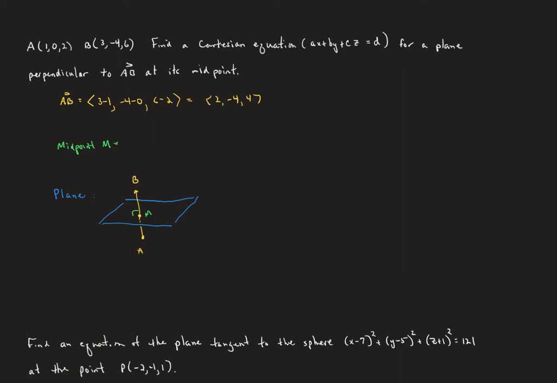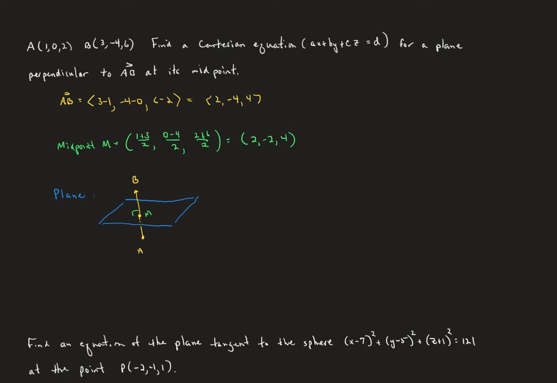Now the midpoint of that vector AB is going to be the average of the x, y, and z coordinates of AB. So that midpoint is going to be (1 plus 3 divided by 2, 0 plus negative 4 divided by 2, and 2 plus 6 divided by 2). So that midpoint is going to be 2, negative 4 divided by 2 is negative 2, and 8 divided by 2 is 4. So we have our vector and our point.